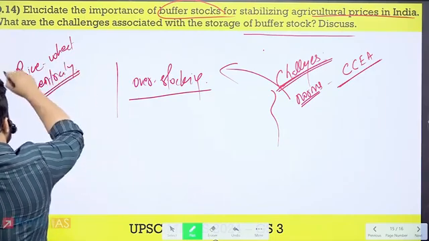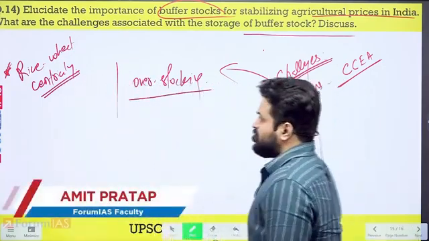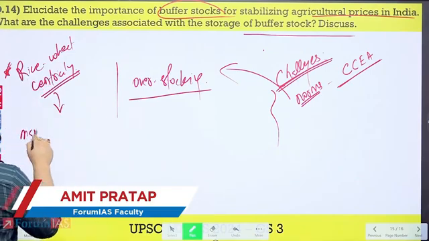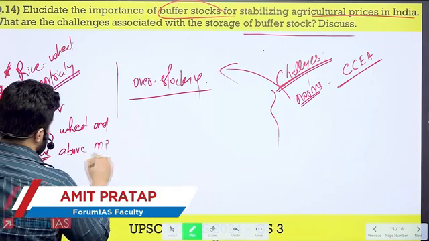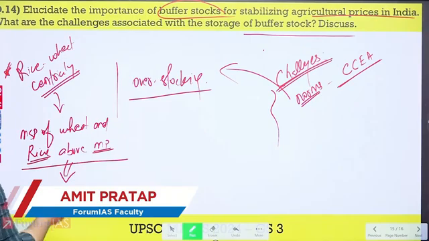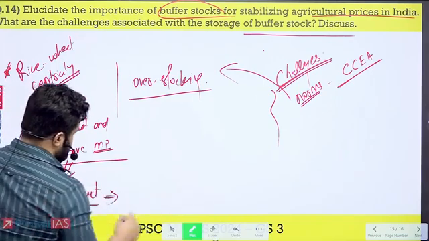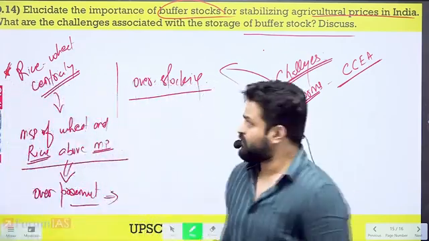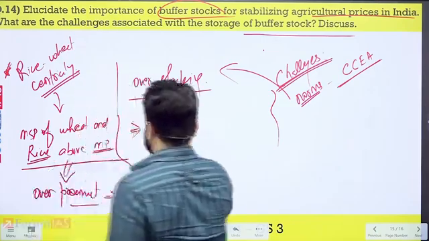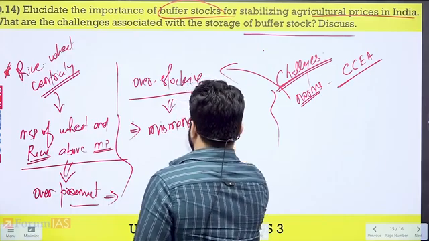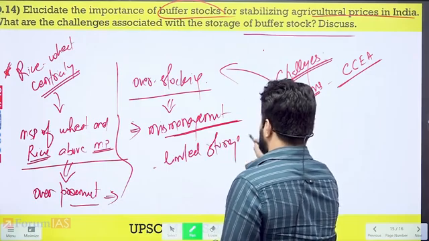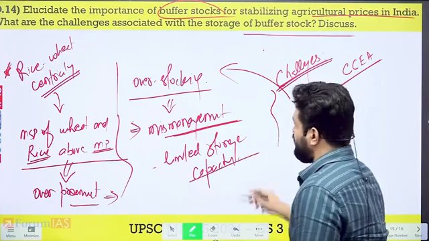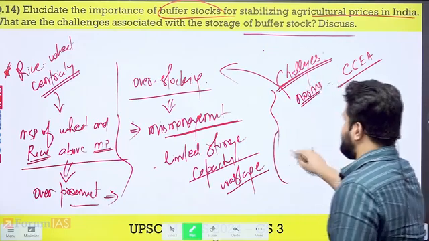Another feature or another problem in Indian agriculture is because of high MSP. So MSP of wheat and rice has been above market price. So more procurement leading to over procurement, leading to breach of the buffer stock norms. Okay. And that will definitely result into mismanagement, because of limited storage capacity. Okay. Wastage, mainly because of cover and plinth storage.